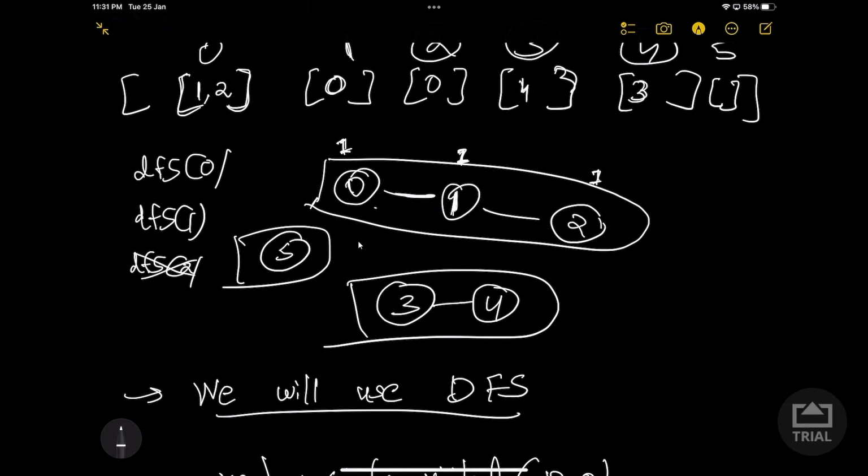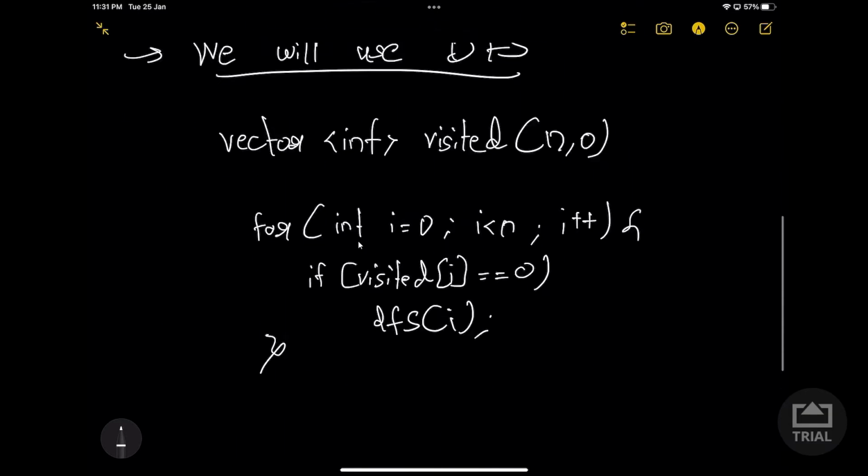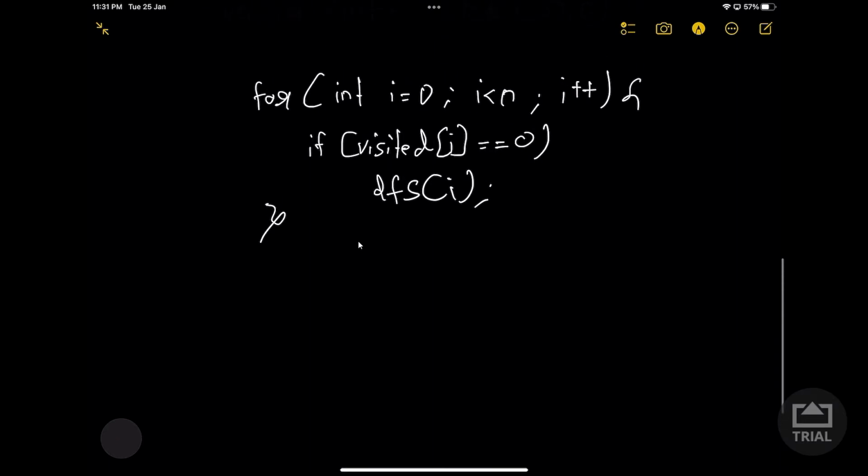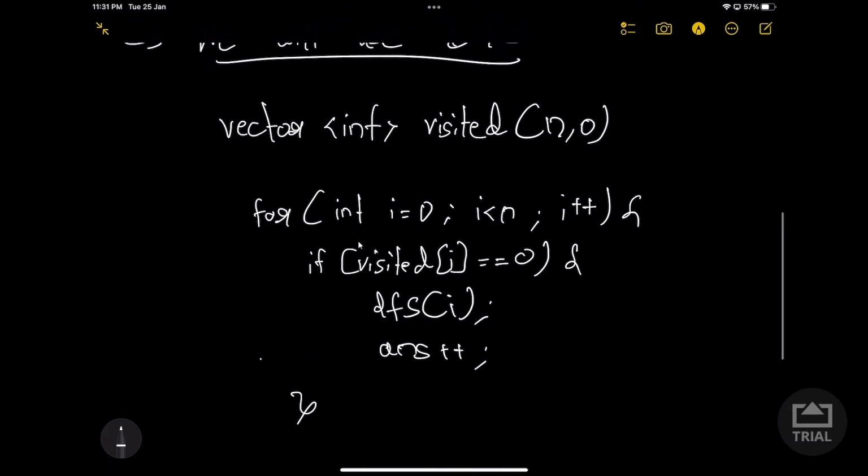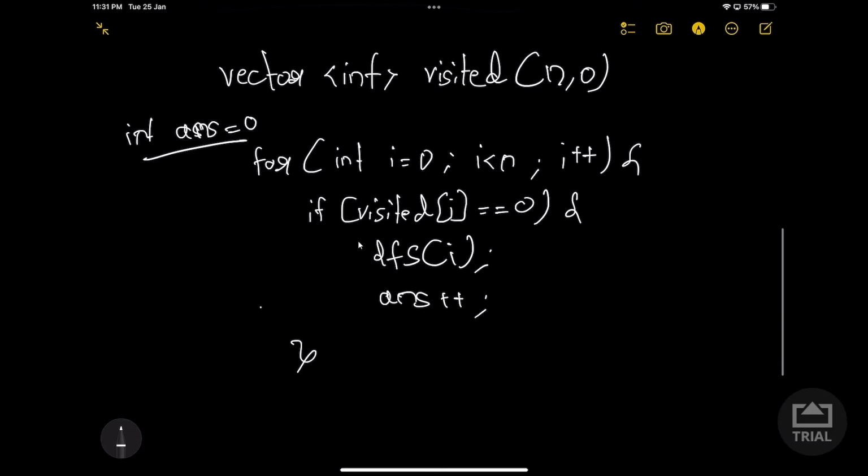the DFS function for 2 will get over, it will come to 1, so DFS 1 will also get over, it will come to 0. 0 is not connected to any other node, so it will also get over. So our DFS function will get over for 0, and then we will increment our answer plus plus. Initially our answer was 0. So we got our first group, so answer will get incremented to 1.